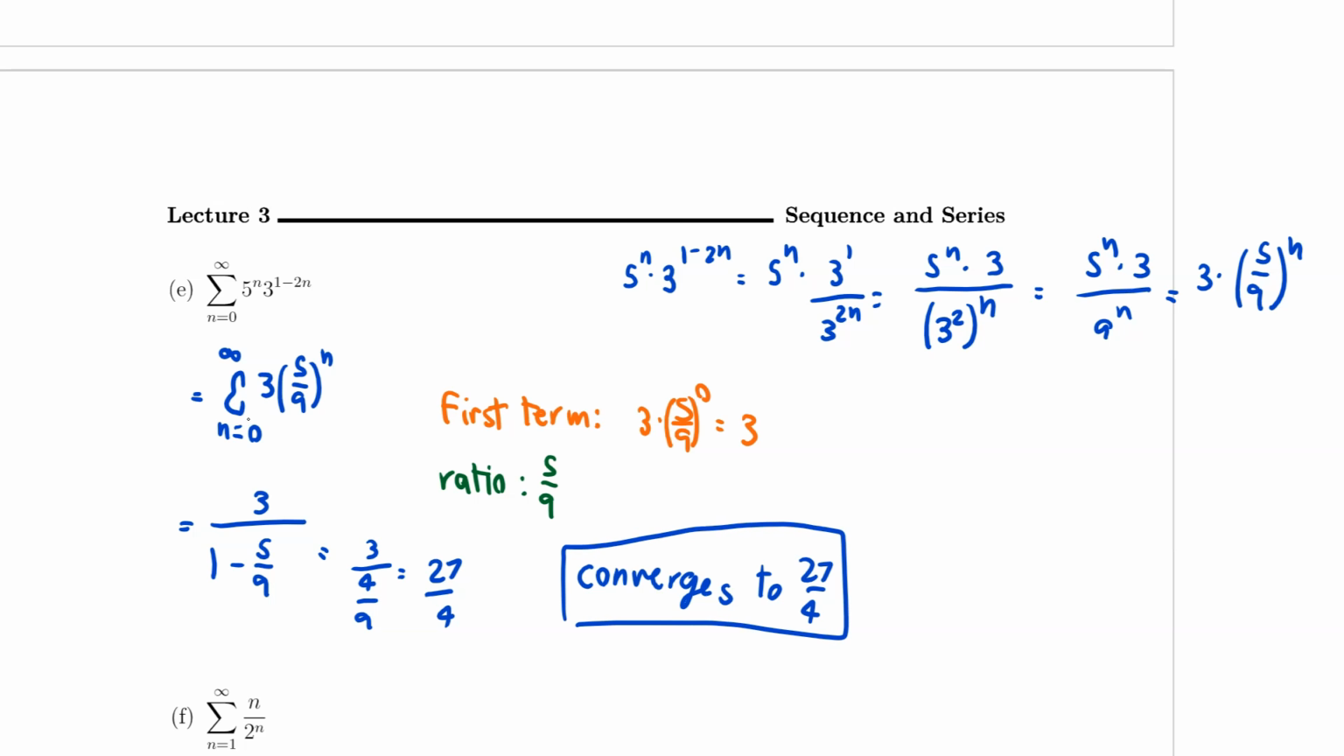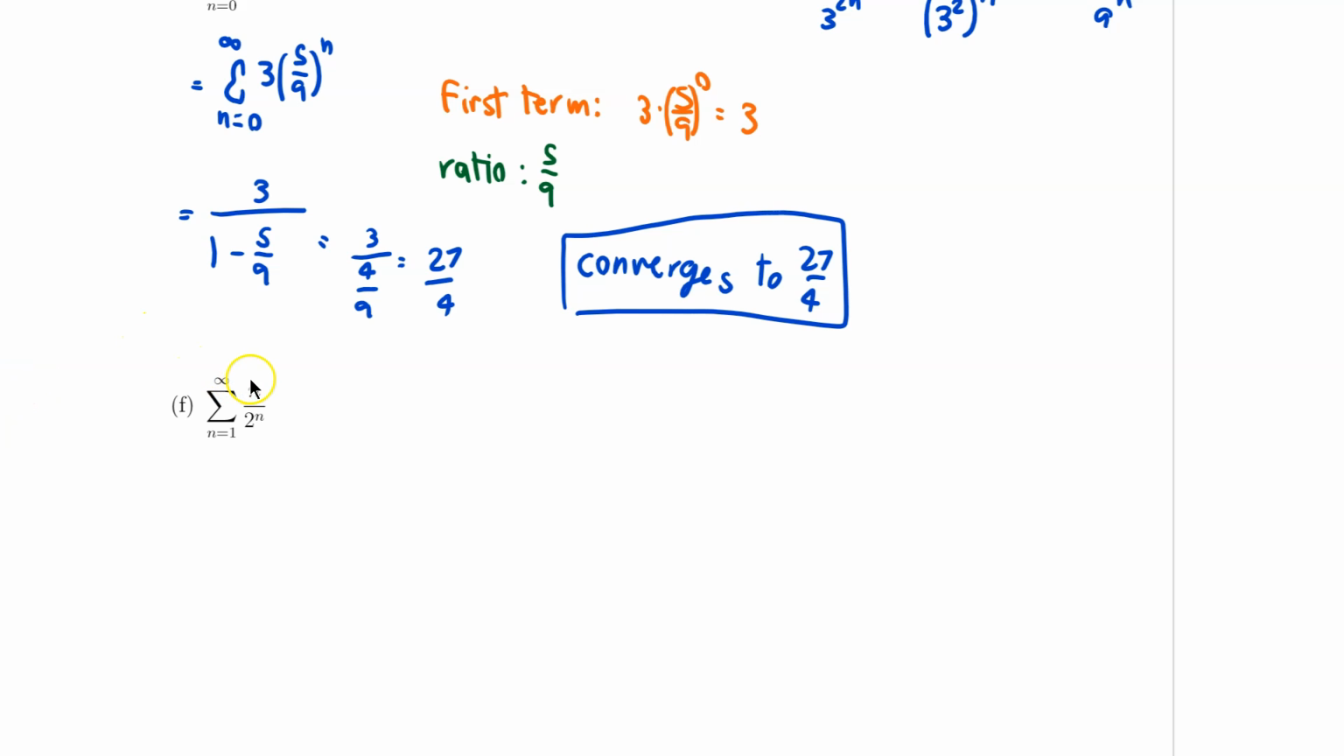Okay, so let's move on to the last one. Here I have the sum of n over 2 to the n. If I were to write out the numbers in this series, when n equals 1, it is going to be 1 over 2 to the 1, plus 2 over 2 to the 2, plus 3 over 2 to the 3, and then 4 over 2 to the 4, 5 over 2 to the 5th, and so on. At first glance, once again, this doesn't seem like a geometric series. However, there is some trick that we can use to find the sum.